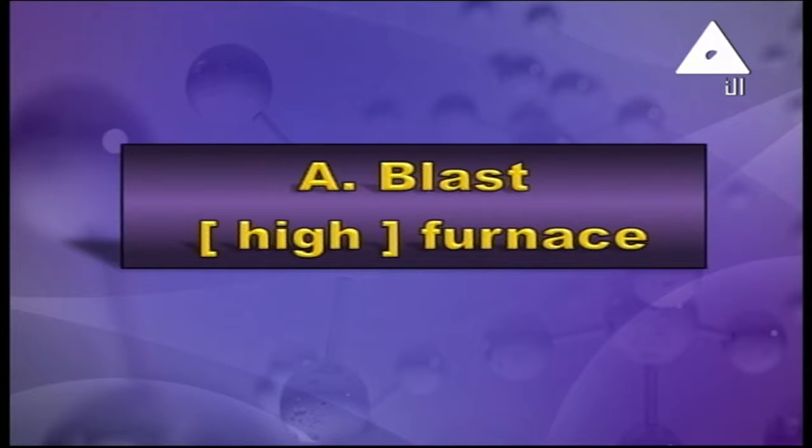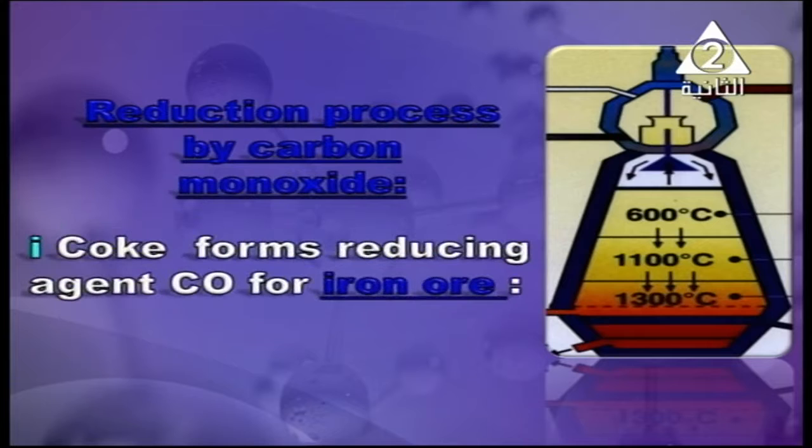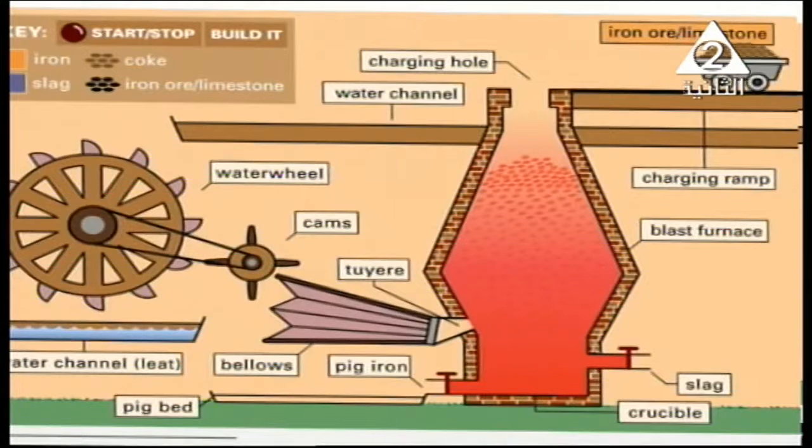We are going to discuss the blast furnace first. As shown on the screen, this is the blast furnace, where the reduction process takes place by carbon monoxide gas. Coke forms the reducing agent, which is carbon monoxide, for the iron ore. And this is done as the following animation shows.